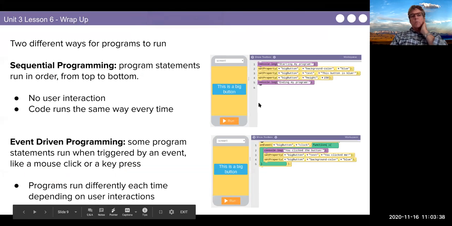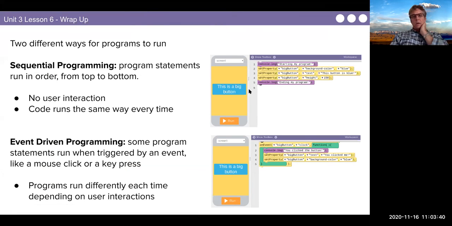Okay, two different ways for programs to run. Sequential programming: the program statements run in order from top to bottom. No user interaction. Code runs the same way every time. When I hit run, it's going to start. It's going to go blue. This button is blue, and then it's going to get taller. It's going to do those three things every single time.